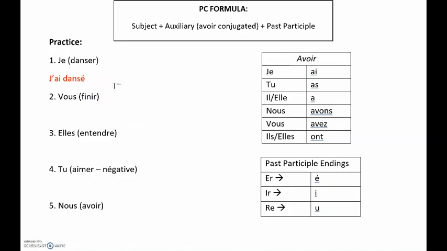And there you have it. J'ai dansé, I danced. Okay, easy as that. Just follow the formula. The next one, we've got vous and finir.